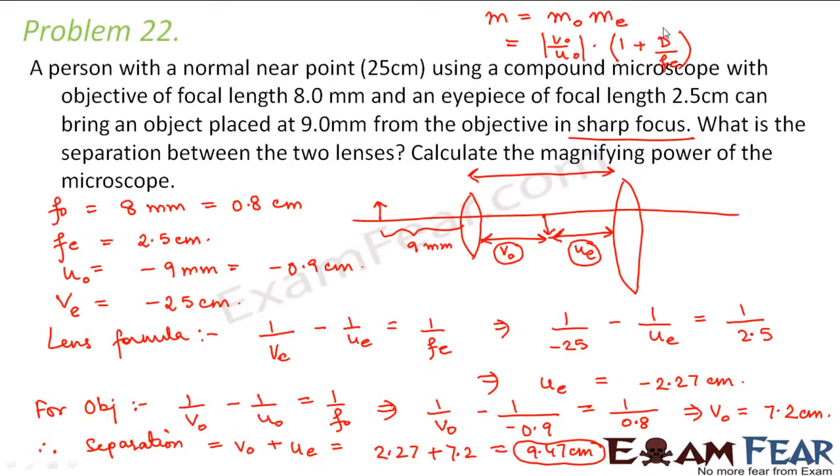Now what is this D? D is the distance of distinct vision. In this case, D is nothing but VE. That is the final image formed by the object, right? Which is the image at a near point. So now if we put these values, it is 7.2 divided by 0.9 into 1 plus 25 divided by 2.5. So this comes out to be 88. So 88 is the magnifying power of this microscope.